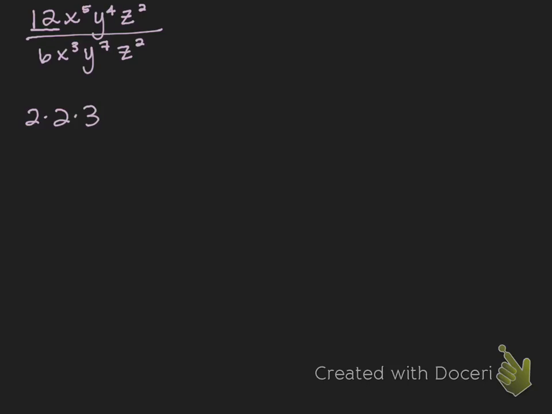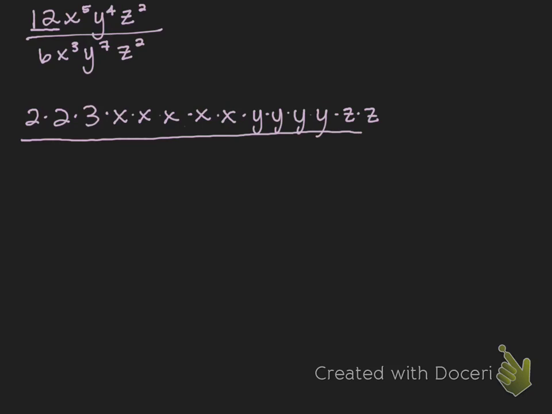X to the fifth can be rewritten as x times x times x times x times x. Y to the fourth can be written as 4 y's being multiplied together. And then z squared is just z times z. In the denominator, we're going to expand 6 to its prime factorization. So 2 times 3 gives us 6. Then we have 3 x's being multiplied together to get x cubed, 7 y's being multiplied together to give us y to the seventh, and 2 z's being multiplied together to give us z squared.